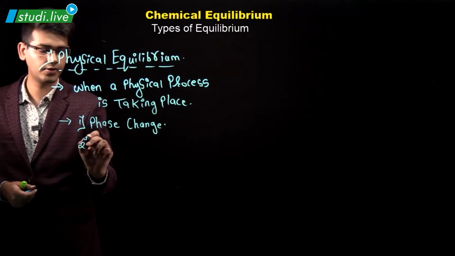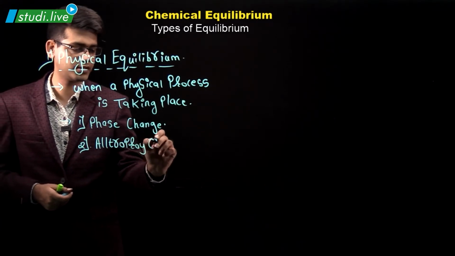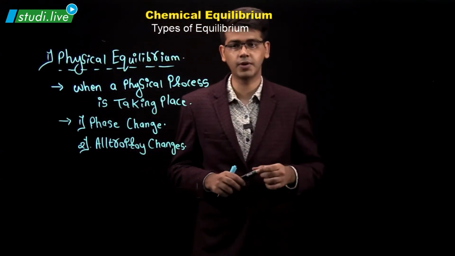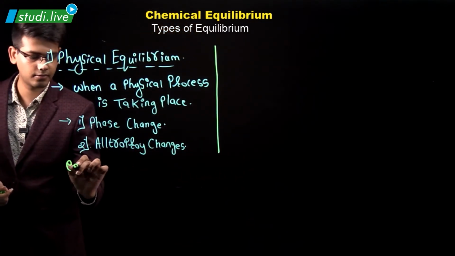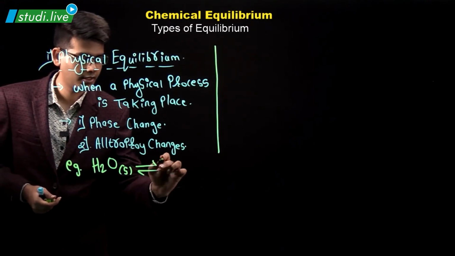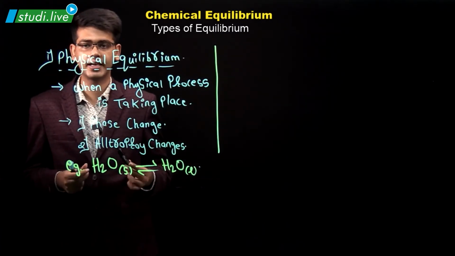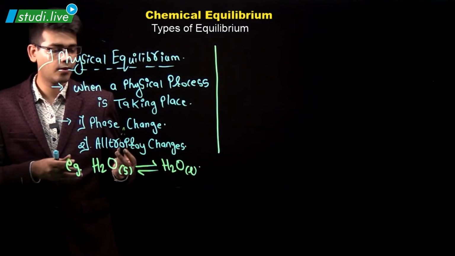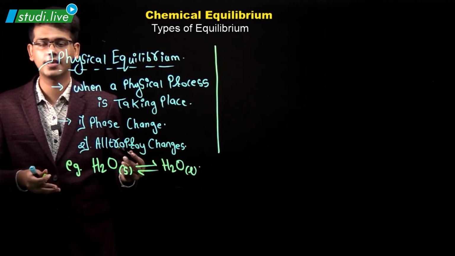It can also be seen during allotropic changes. Let's see the example. For physical change, we can take the simplest example for understanding physical equilibrium. The example which we can take is H2O in solid is in equilibrium with H2O in liquid. We can consider this reaction under physical equilibrium because here H2O in solid is getting converted into H2O in liquid. Both of them are the same compound, but the phase is completely different. One is solid and one is liquid.